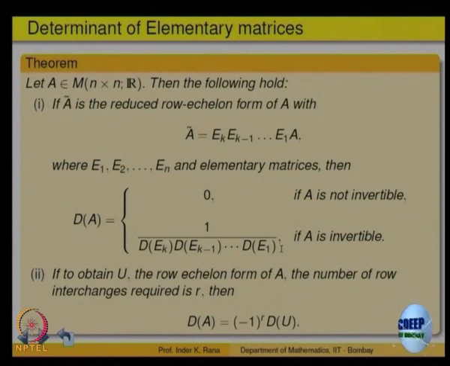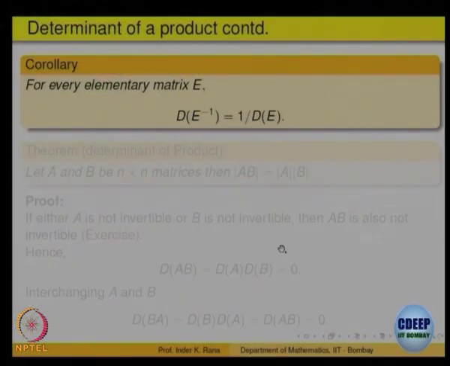Is the proof of this clear? It is just saying, first step, the reduced row echelon form is a product of elementary matrices times the matrix A. Apply the determinant on both sides, use the product property and write it down. Okay. So, what is the determinant of E inverse for an elementary matrix? Now, to computing the inverses, we are coming to the determinant of the inverse.